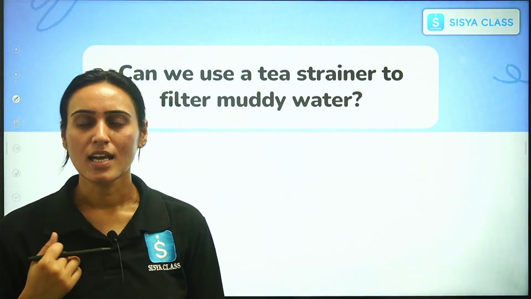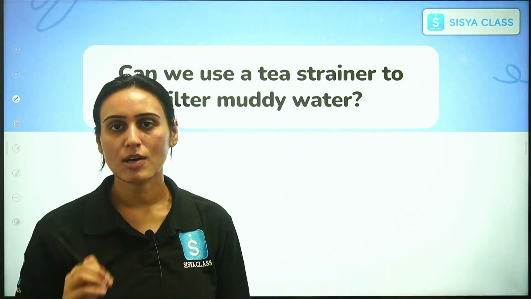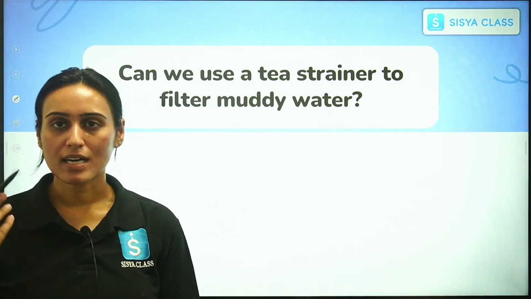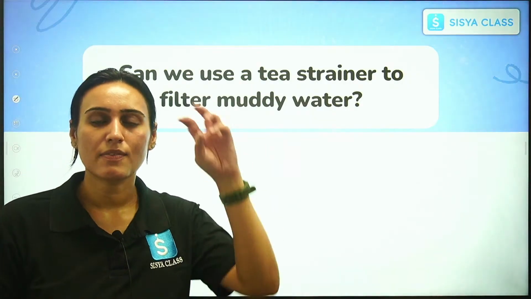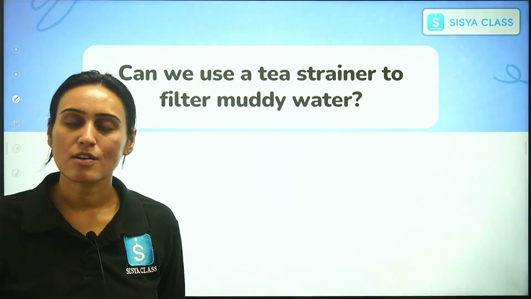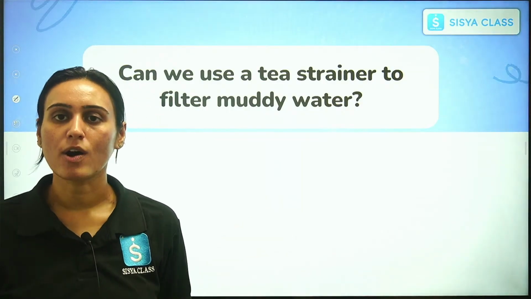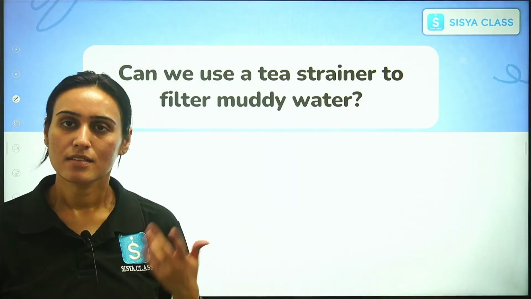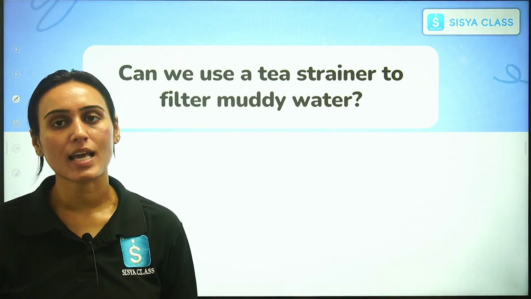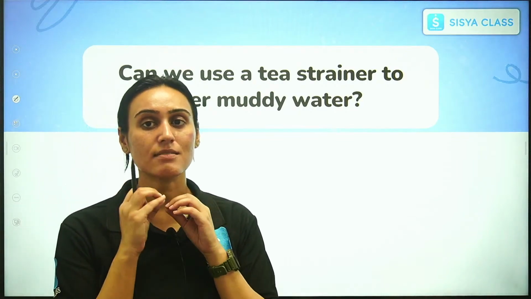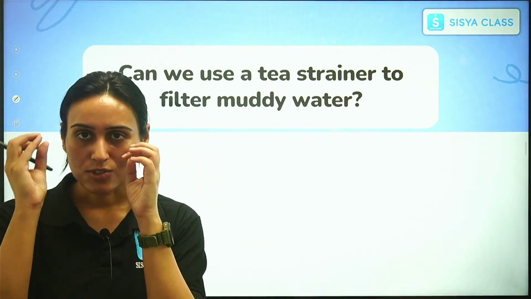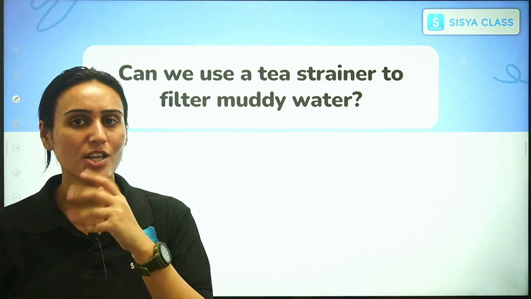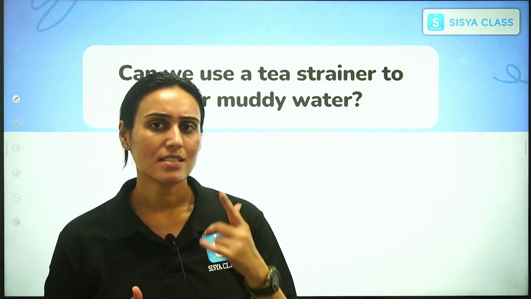No. Why not? Because the mud has very small particles. Those muddy water particles will pass straight through the strainer. So we will once again get muddy water in the container. So what was the point of using a strainer? A strainer has bigger holes. So your mud also passes through it. You need something else here. The strainer will not work.